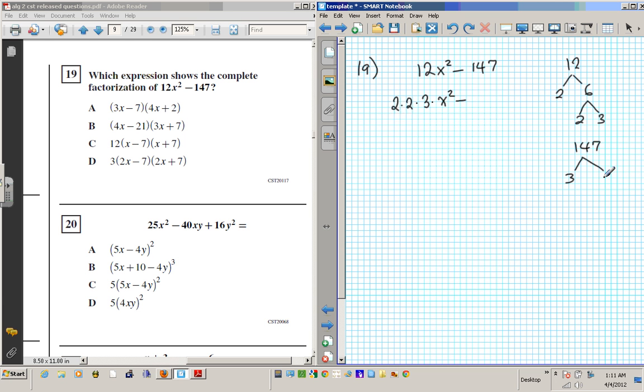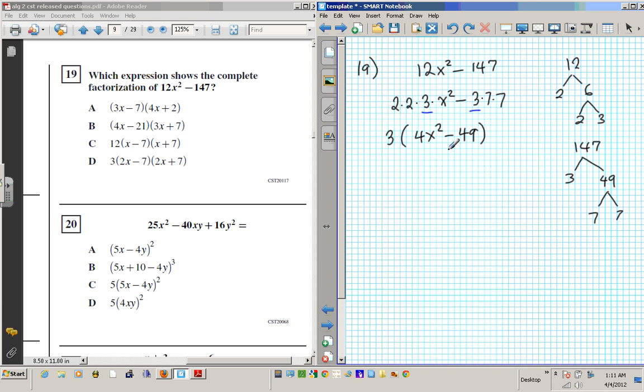So 3 goes here, 3 into 14 is 4 carry 2, 27, 9. And then this can be broken down into 7 and 7. So minus 3 times 7 times 7. So we're going to factor out 3 as a GCF, and then you're going to have 4x squared minus 49.